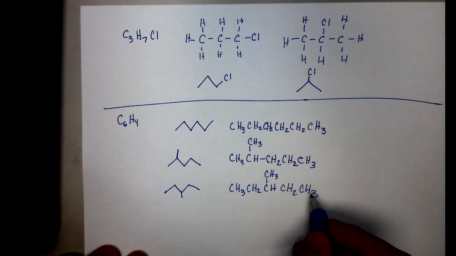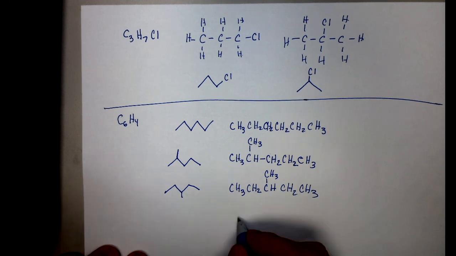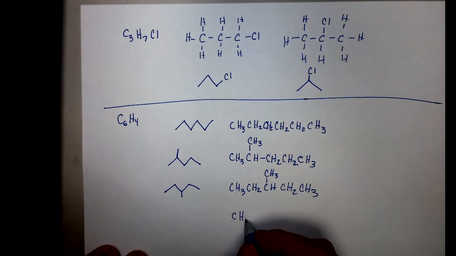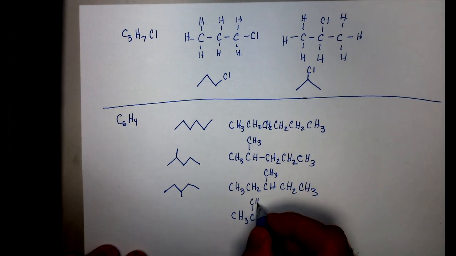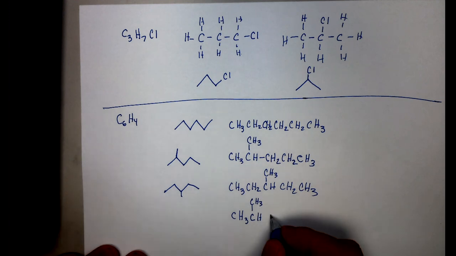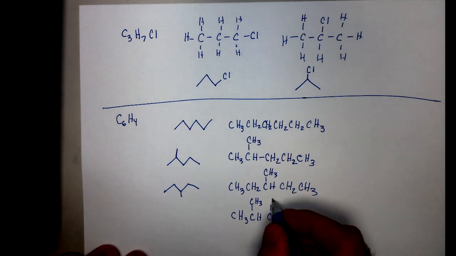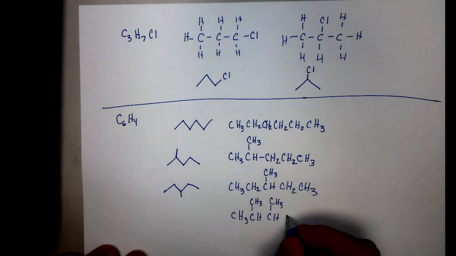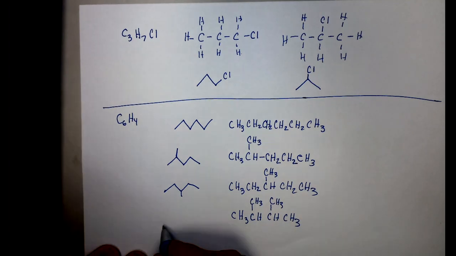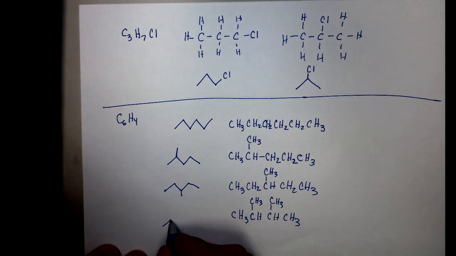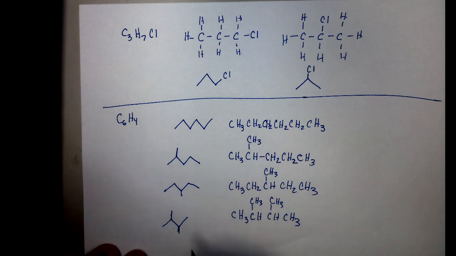Now we can move another methyl off into the middle. And so we have CH3, CH, CH3, CH, CH3, and then CH3. So a double substituted. And so now we'd have 1, 2, 3, 4, but we've got double substitutions on there.